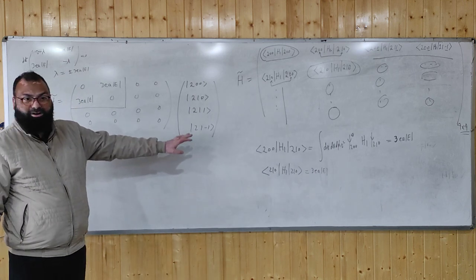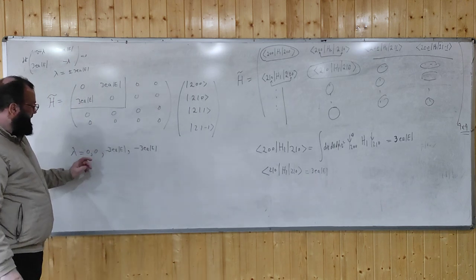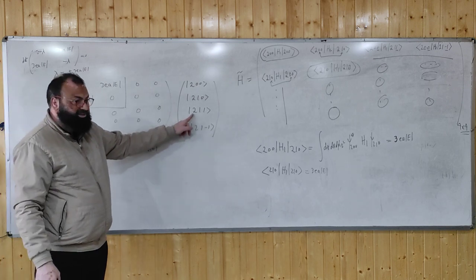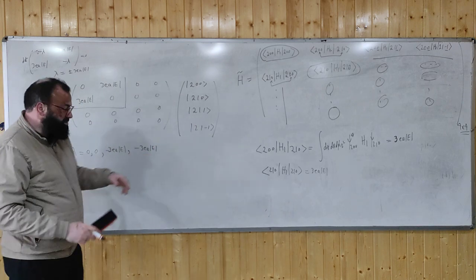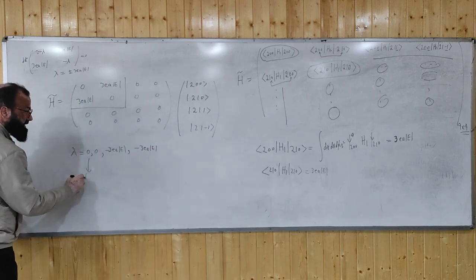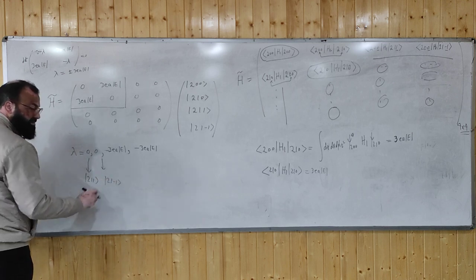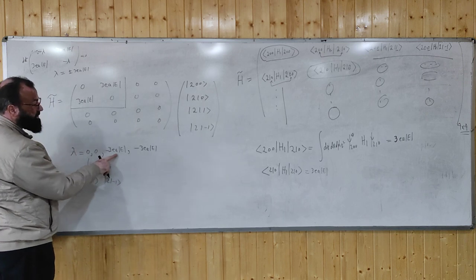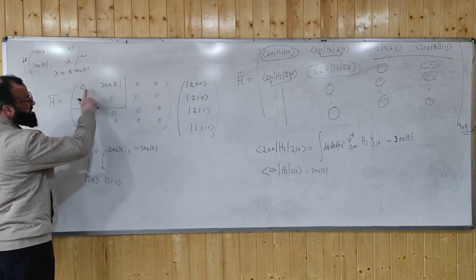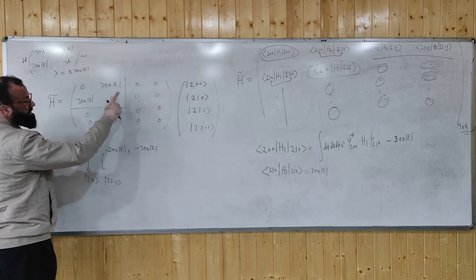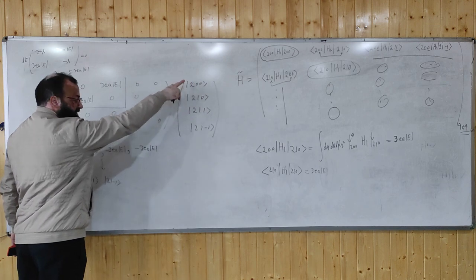Got it? Okay, so now which states will give me 0? This will give me 0, this will give me 0. Clear? So corresponding to this state, you have 2, 1, 1. Corresponding to this state, you have 2, minus 1. Now I need to figure out what it is for this. So apply this matrix on that. What you will get is actually the linear combination of these two states.